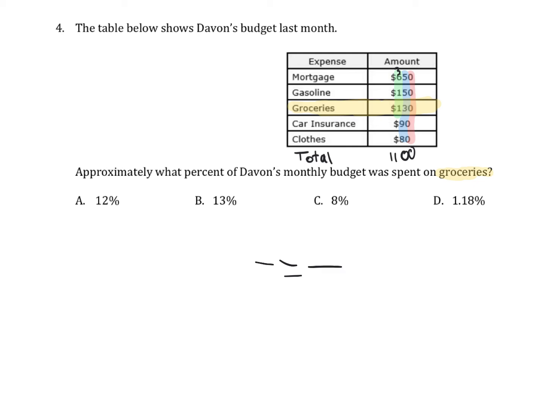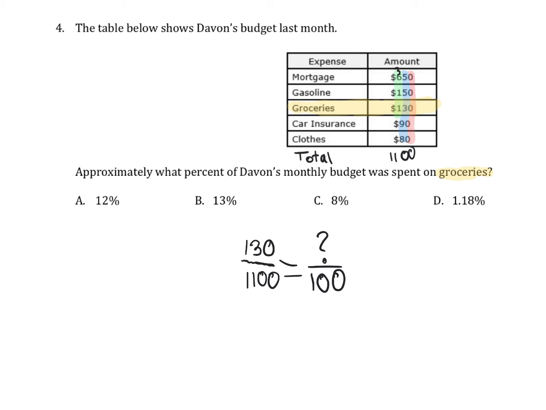proportion. Now, we're missing our percent because that's what we are looking for. So that's always our top right. And percents are always over 100, so 100's on the bottom. Now, our total, we always put on the bottom left. And usually we are looking for that top left, but here we are given our top left.